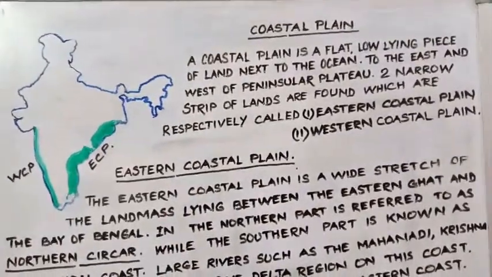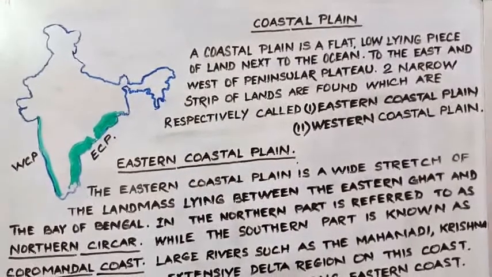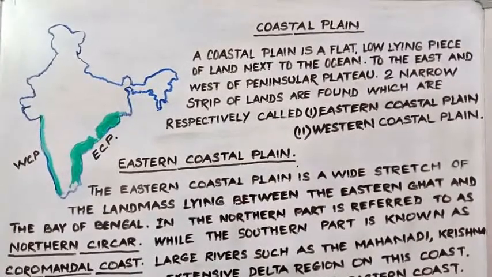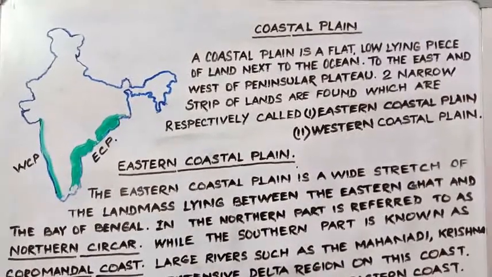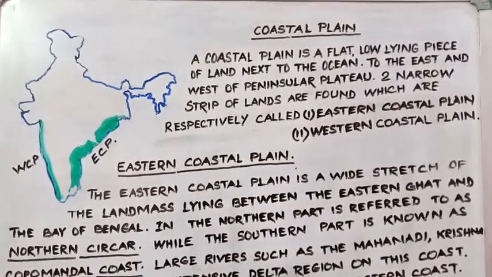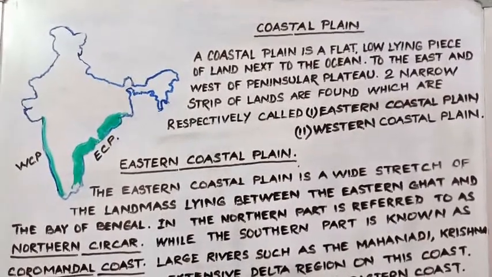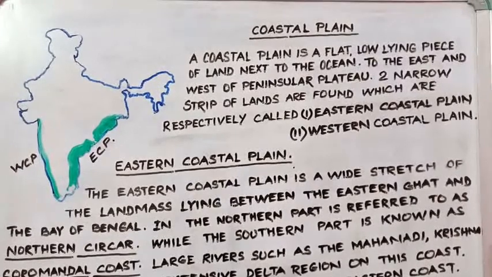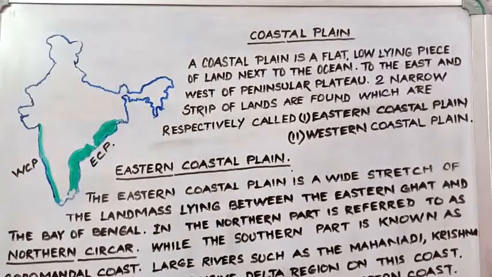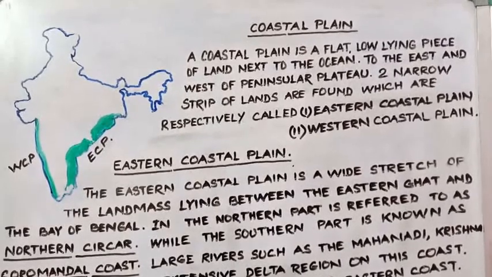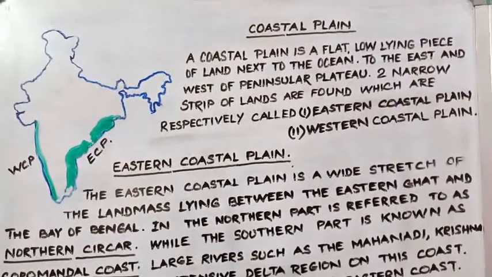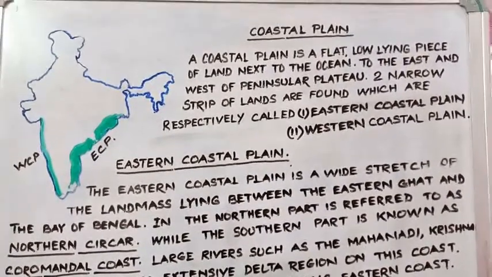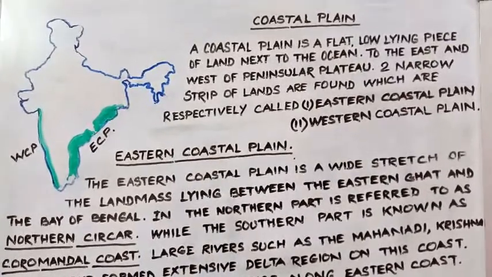In this video, we are going to discuss the coastal plain. Now again, you see in the map, on the western side it is written WCP, and on the eastern side it is written ECP, which means Western Coastal Plain and Eastern Coastal Plain. So with the green marking you can understand Western Coastal Plain and Eastern Coastal Plain. Western Coastal Plain lies between the Western Ghat and Arabian Sea, and Eastern Coastal Plain between Eastern Ghat and Bay of Bengal Sea.